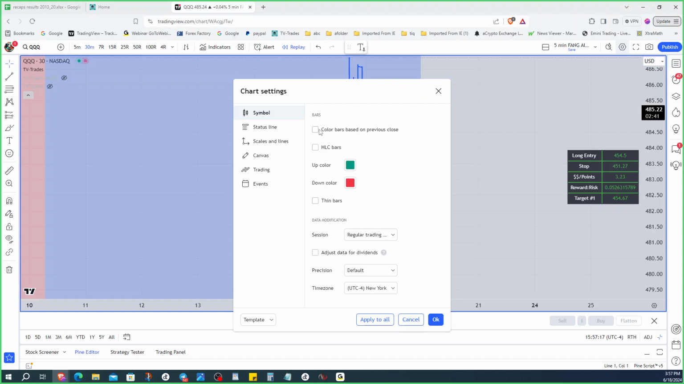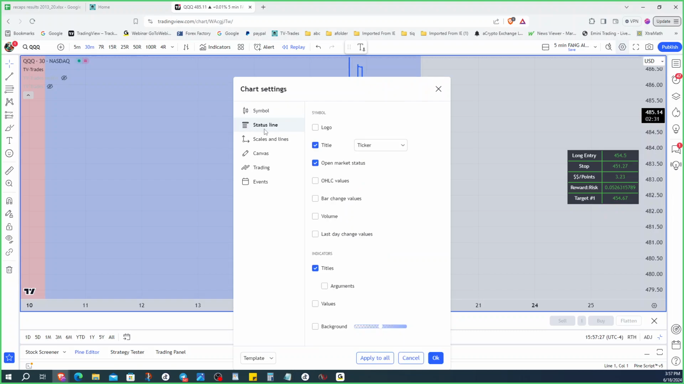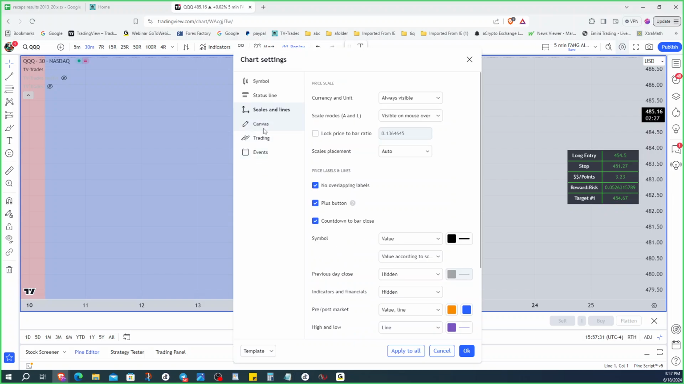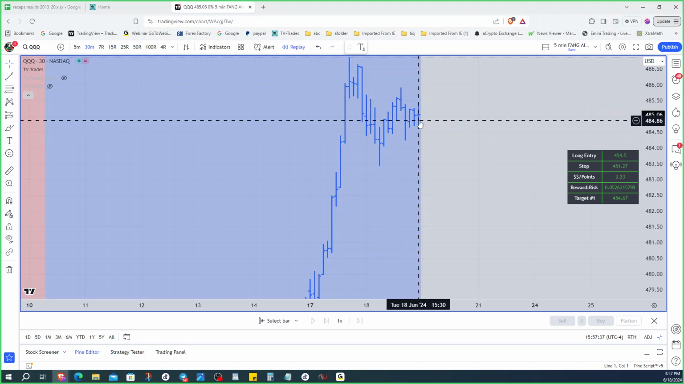Adjust for dividends, calculate bars based on previous close. I don't. There's something. I know there's one that says on a bar close. I don't know where it is though. But I know that that's what you've got to do. You've got to wait for it to close.